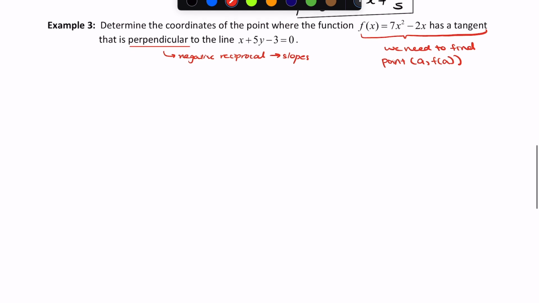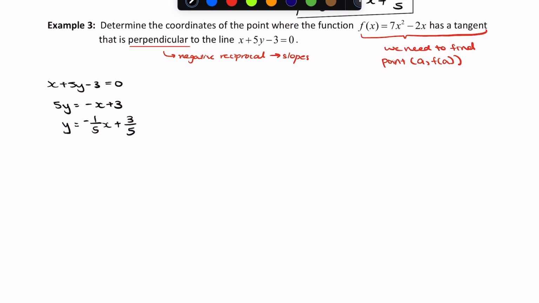Okay, so let's first determine the slope of the perpendicular line. So again, this is in standard form, so let's convert it into slope y-intercept form. So here we have x plus 5y minus 3 is equal to 0. Move everything over except for the y. So we have 5y is equal to negative x plus 3. Y is equal to -1 over 5 x plus 3 over 5.